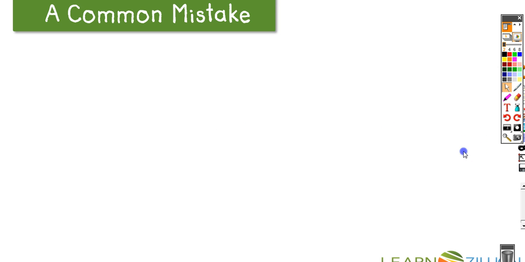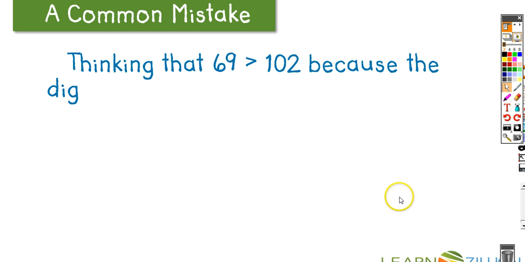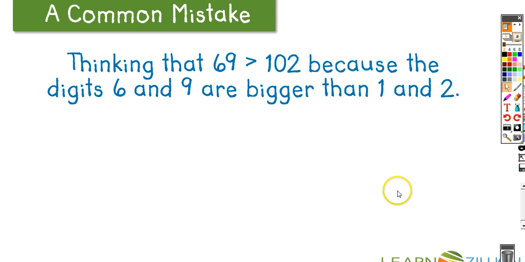A common mistake is thinking that 69 is greater than 102, because someone might think, well, the digits 6 and 9 are bigger than the digits 1 and 2. But after we've learned about place value and what the 0 stands for in the placeholder position, we know that 69 is not greater than 102. If you had 69 pieces of candy and your friend had 102 pieces of candy, 69 is going to be smaller than, because you're going to get to it first when you're counting. So it's smaller than. So this sign would be incorrect.